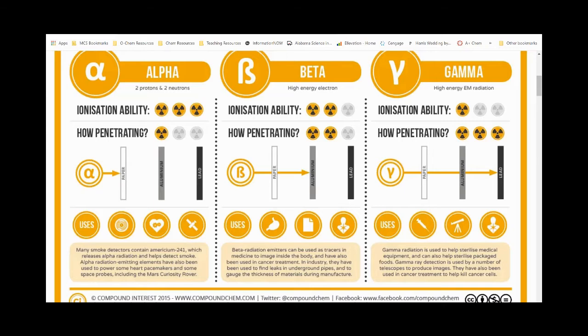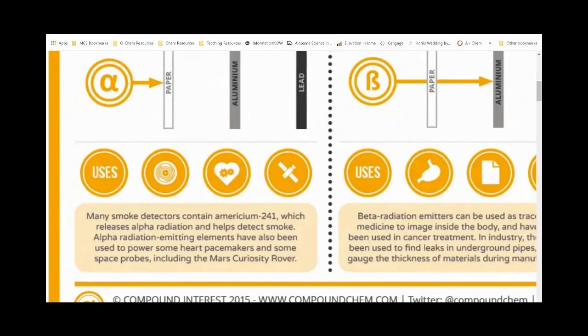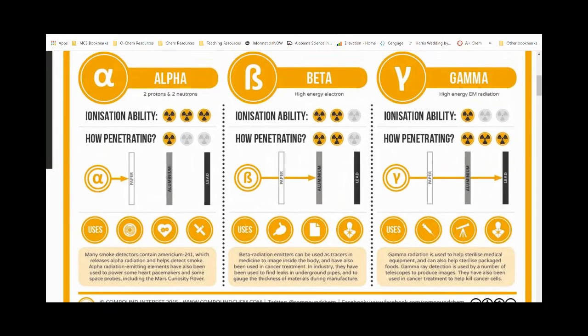But there are other good uses of radiation as well. For example, it talks about some down here, like smoke detectors. Many of them contain americium-241. It releases alpha radiation to actually help detect smoke. Sometimes in pacemakers, you can have different elements that emit alpha radiation to use to power people's pacemakers, to help with their heart.